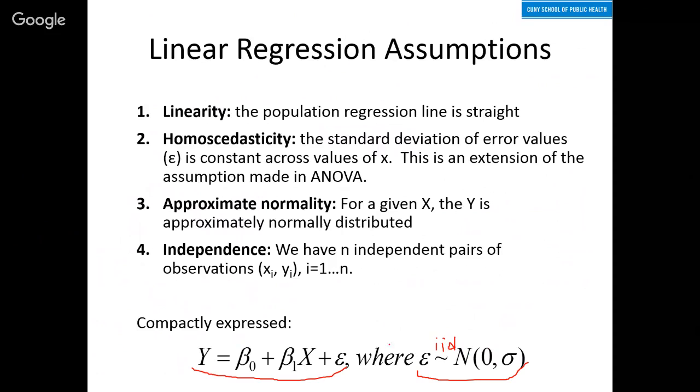The 0 means that for all values of x, the mean is 0. So that is part of the linearity assumption, that we're not consistently over or under predicting for different values of x. And the sigma is the homoscedasticity assumption, that the variance of epsilon is constant regardless of the values of x and y. So again, the assumption of normality is on the residuals, not on x or y.